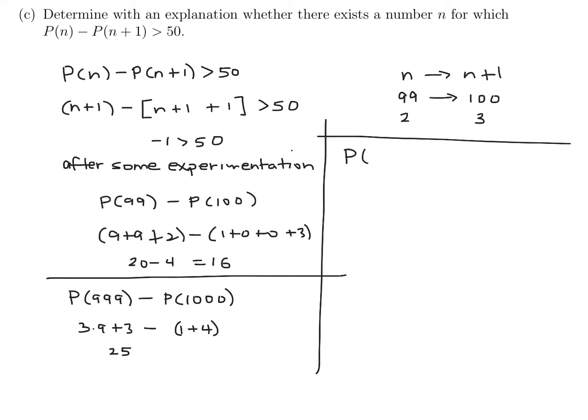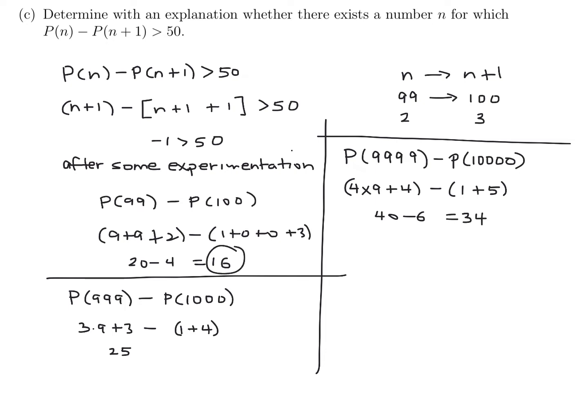So the next one, P9999 minus P10,000. So that's going to be 4 times 9 plus 4. And then this is 1 plus 5 this time. So that's 40. 40 minus 6, which is 34. Okay, it's not greater than 50, but you notice we are getting higher. So eventually I think we'll be able to reach 50.